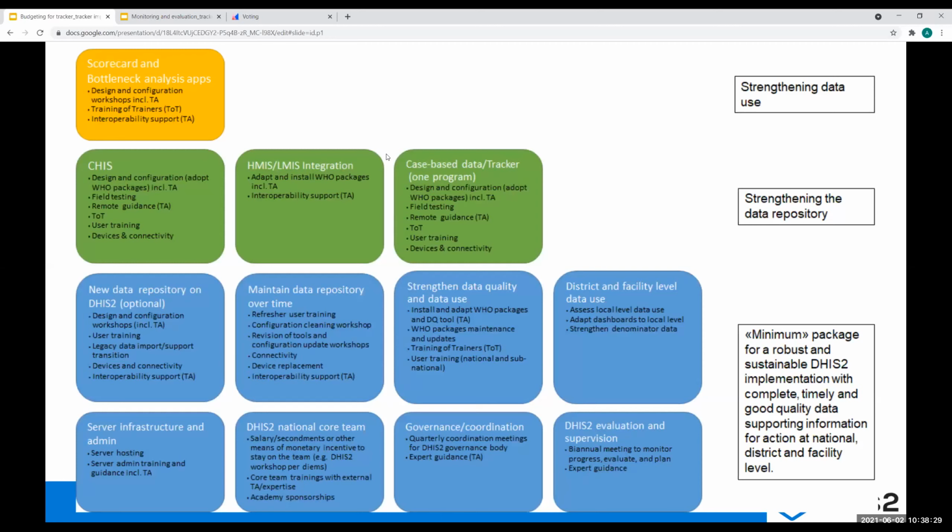So this figure here shows some of the basic funding blocks of a sustainable HMIS, the blue boxes. And these areas have to be funded regardless of tracker or aggregate reporting. And the green boxes on top illustrate programs that strengthen the data repository with more fine-grained data, for example tracker data, individualized data. And finally, on top, there is a yellow box that illustrates apps to enhance data visualization and use. I'll cover this a bit more in detail in the coming slides.